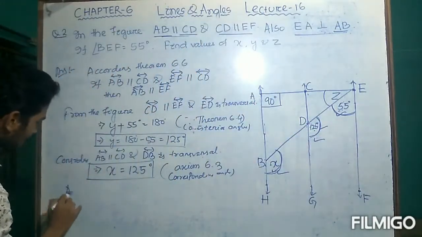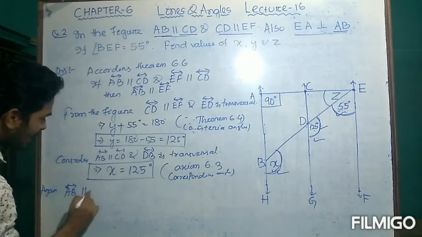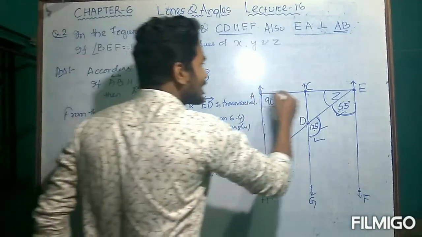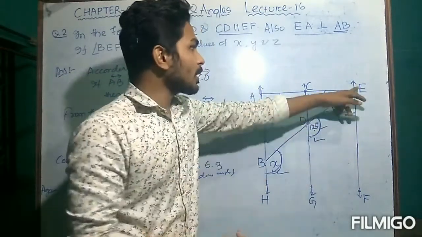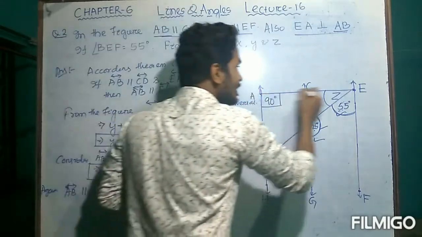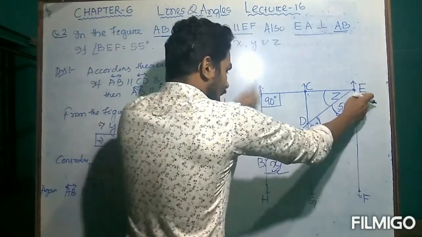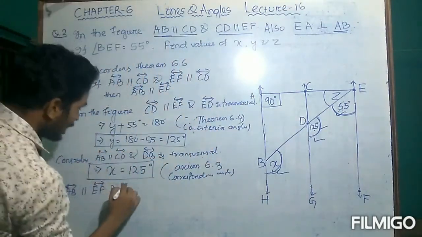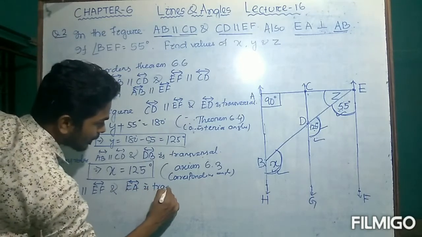So again, AB is parallel to EF, and this is also a transversal line or not? Yes. Transversal line means what? It should cut or intersect the lines at two distinct points, right? Here also this line EA intersects EF at E and AB at A. So EA is also a transversal line.